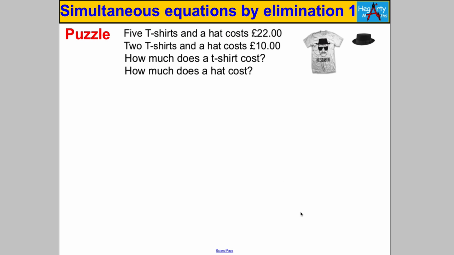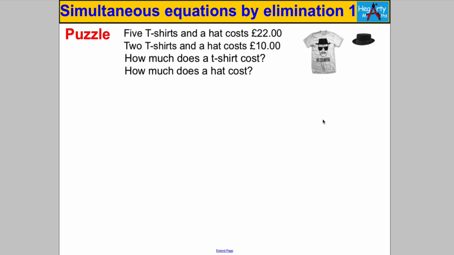I'm going to explain what they are by introducing you to a puzzle. Suppose you had the following. 5 t-shirts and a hat cost £22. 2 t-shirts and a hat cost £10. Someone asked you, how much therefore does a t-shirt cost? How much does a hat cost?